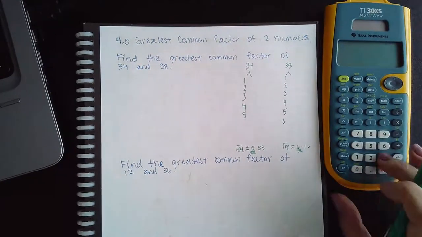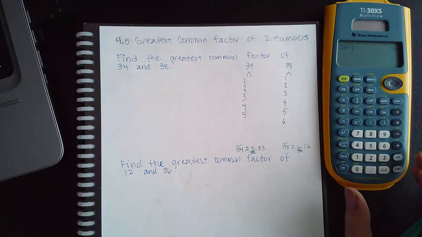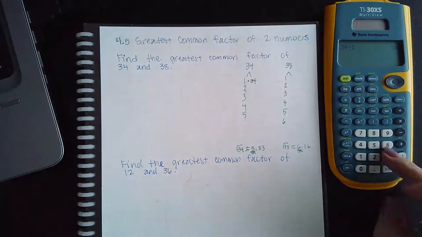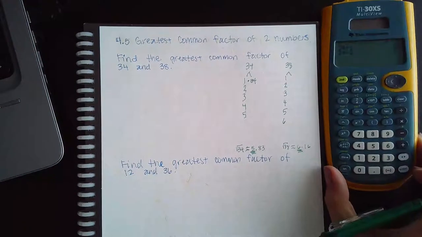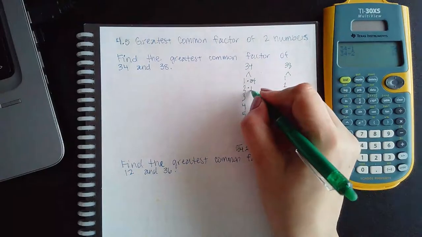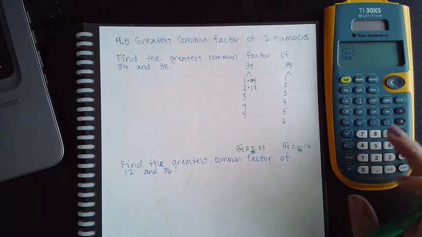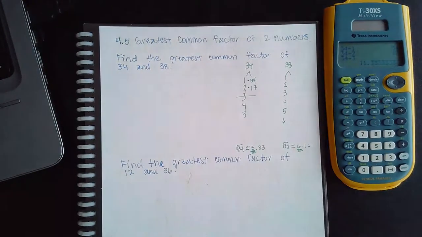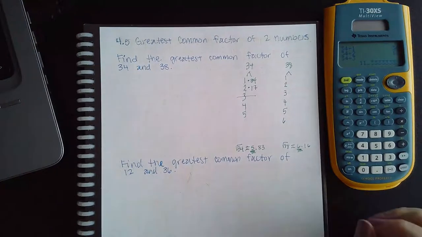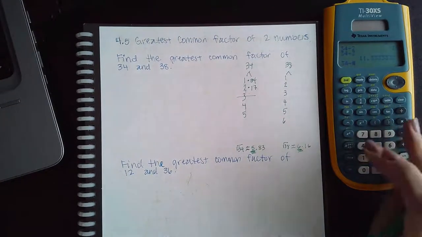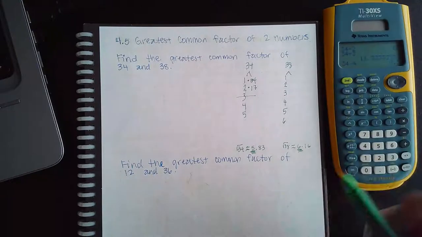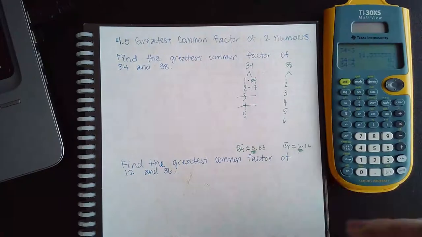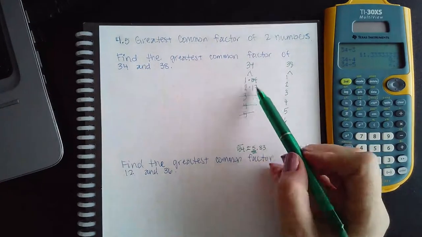So then how do you do this? You basically do 34 divided by 1 and see if you get a whole number. I do, I get 34. So 1 times 34 is 34. 34 divided by 2, do I get a whole number? I do, it is 17. So 2 times 17 is 34. 34 divided by 3, I do not get a whole number. So 34 is not evenly divisible by 3. 34 divided by 4, nope, I still get another decimal. And 34 divided by 5, I get another decimal. So these are the only factors of 34.